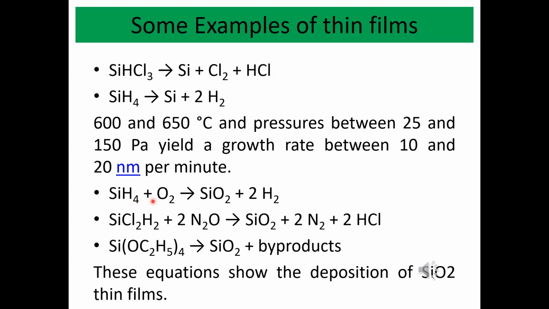Similarly, SiH4 reacts with oxygen and it gives us SiO2 thin films, and two hydrogen molecules are released as a byproduct. Similarly, SiCl2H2 reacts with N2O and it gives us SiO2, and nitrogen and hydrogen chloride are released as byproducts. Similarly, silicon tetraethoxide is decomposed on the surface of the substrate and it gives us SiO2 and some byproducts.